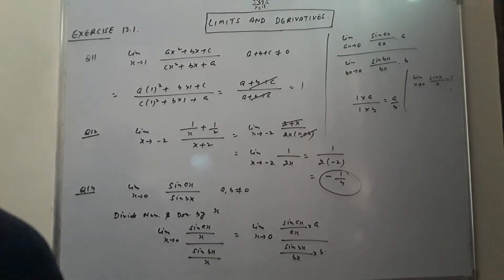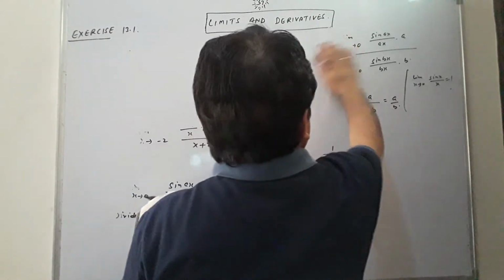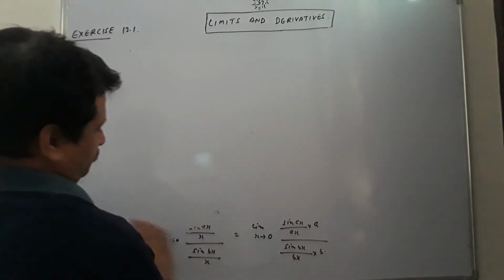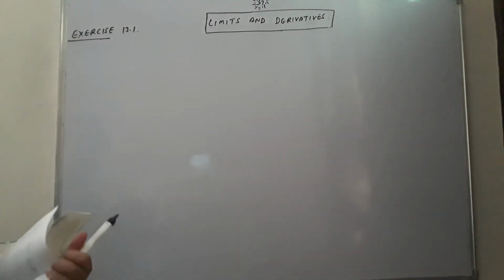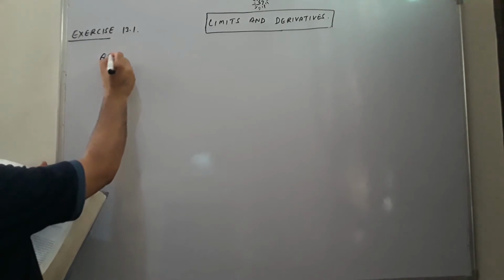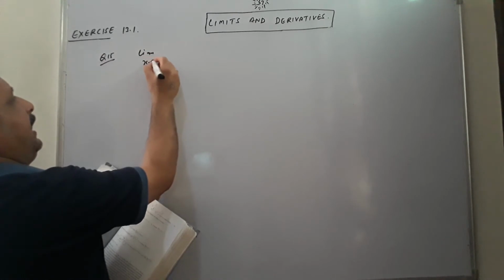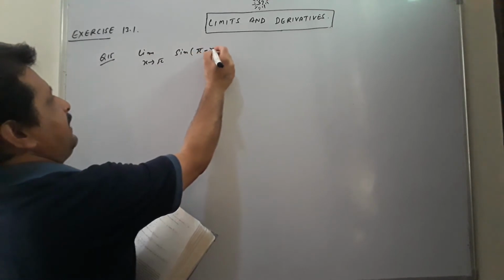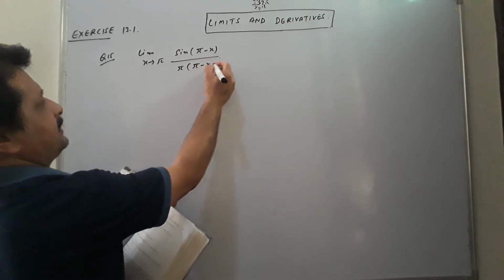So let us come to the next question, that is question number 15. In question number 15, students, this is given to you as limit x tends to pi, sine (pi minus x) upon pi into (pi minus x).